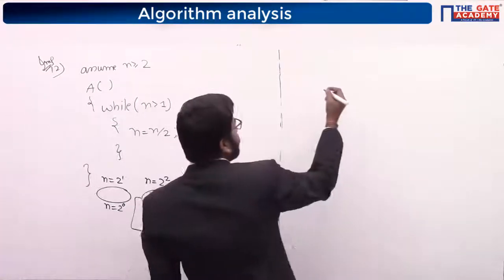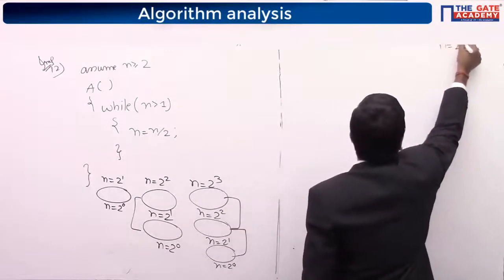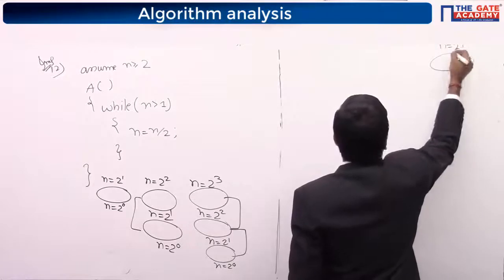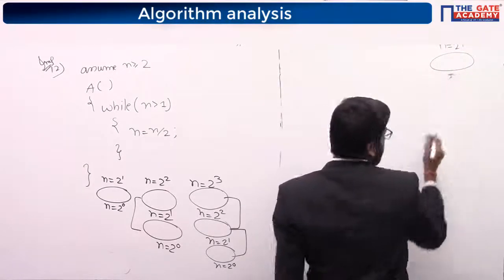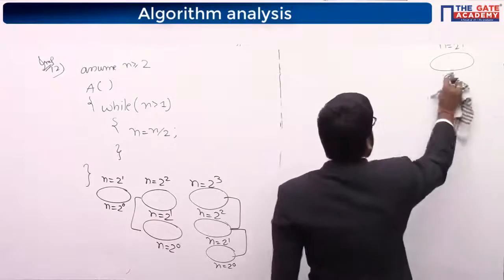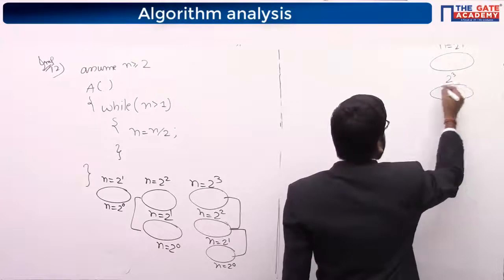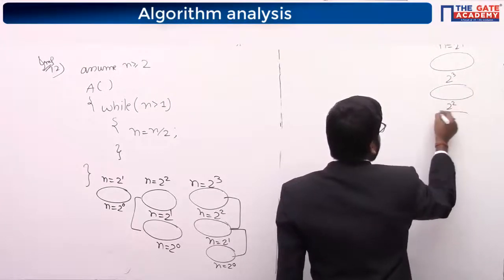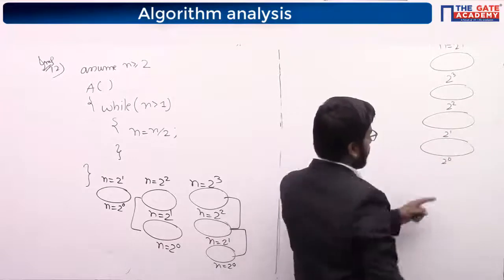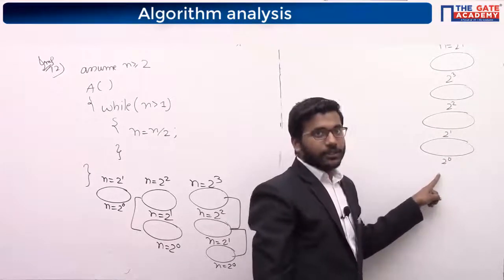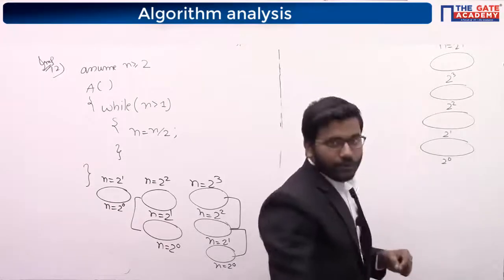Similarly, when n equals 2 to the power 4, it will go inside since n is greater than 1. Now 2 to the power 3, it will go inside. Now 2 to the power 2, it will go inside, greater than 1. Now 2 to the power 1, it will go inside. Now 2 to the power 0, it's 1, and 1 is not greater than 1, so it will not go inside. So when it is 2 to the power 4, it is executing 4 times.